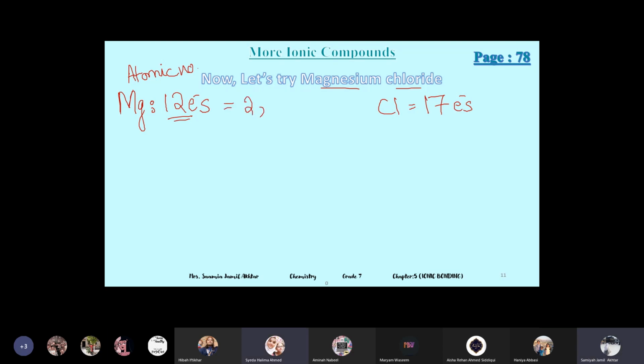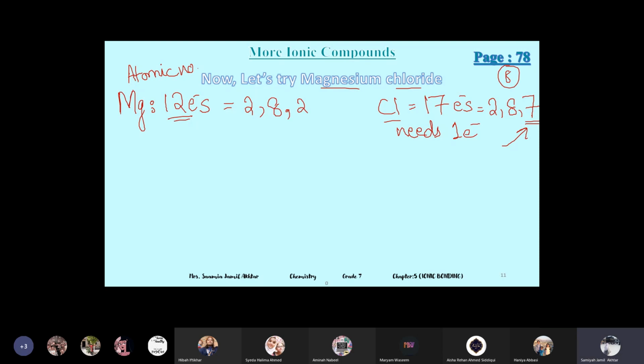Magnesium is 2, 8, 2. Very good. And the chlorine configuration will be 2, 8, 7. Now see that chlorine needs 1 electron to get completed, right? It has 7 electrons in the outermost shell, so it needs 1 more electron to complete its 8.